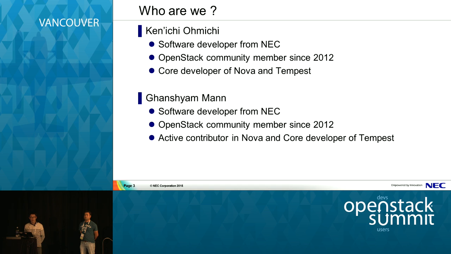we'd like to introduce ourselves. My name is Kenichi Omichi from NEC Japan. I have joined the OpenStack community since 2012, and now I am a co-developer of both the Nova and Tempest projects. I'm working to improve the Nova API on both project sides. That's all from me. Can you introduce yourself, Ghanshyam? Thank you. Hello, everyone. My name is Ghanshyam Mann. I am a software developer from NEC. I joined the community in 2012, and I'm an active contributor in Nova, mainly developing the v2.1 API. And I'm a co-developer of Tempest.